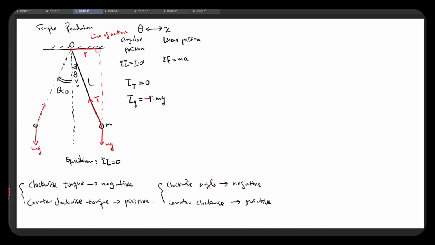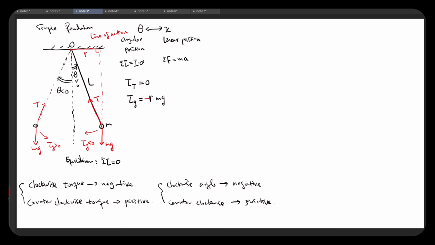Tension force again has no torque. And gravity is pulling this object down in this counterclockwise direction, right? So that's why this direction is positive. The torque in this case is positive. And the previous torque at this position is pulling down the object this way in a clockwise direction. So that's why it's negative. So now we see the correspondence here.